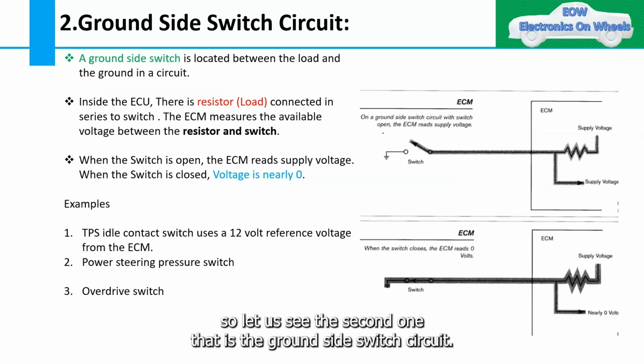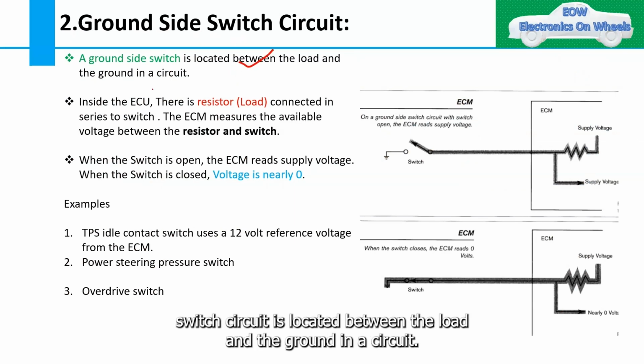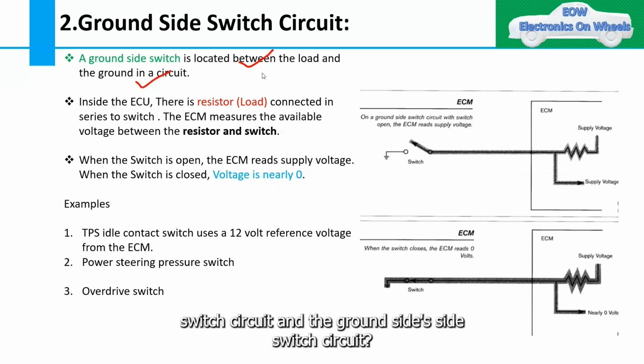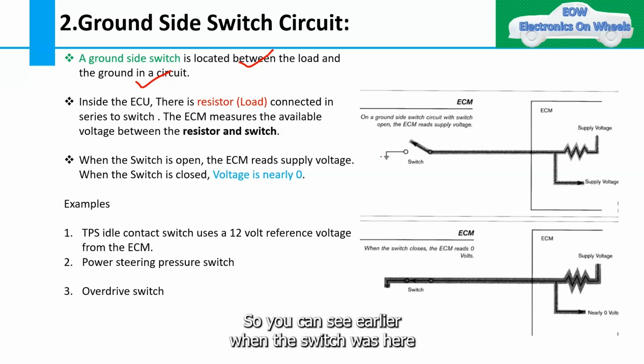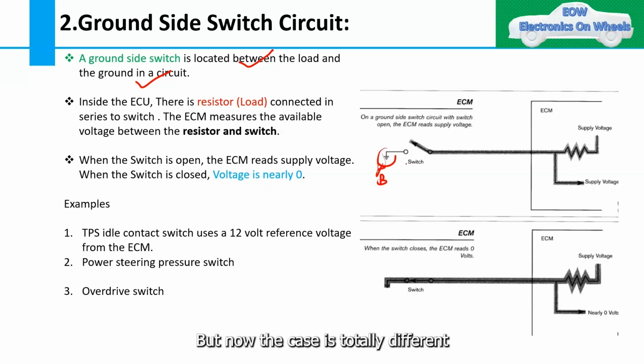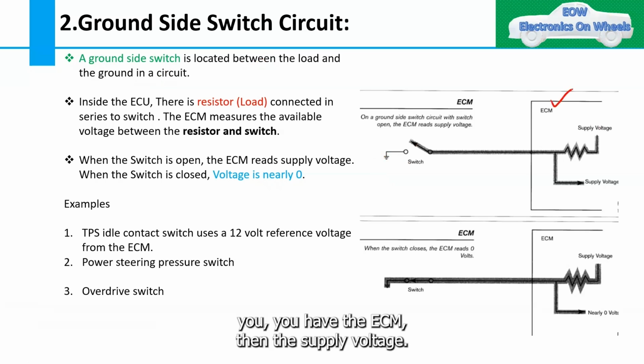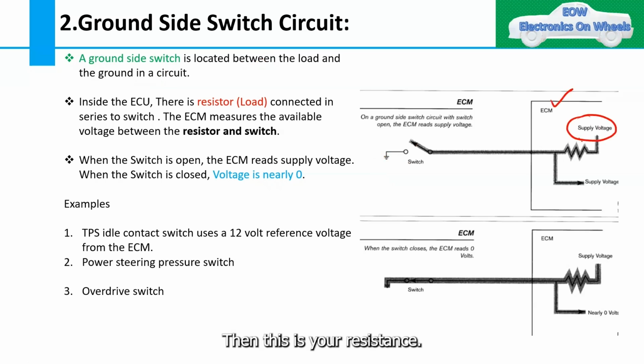So let's see the second one, the ground side switch circuit. A ground side switch circuit is located between the load and the ground in a circuit. What is the difference between the power side and the ground side switch circuit? Earlier, we were using B positive on the switch side, but now the case is totally different: on the switch side we are using the ground. Let me just erase it. You have the ECM, then the supply voltage, then this resistance, and then this switch arrangement, which is connected to the ground.